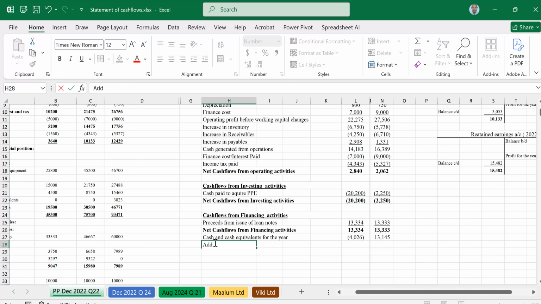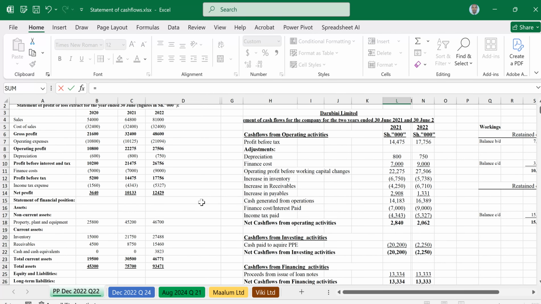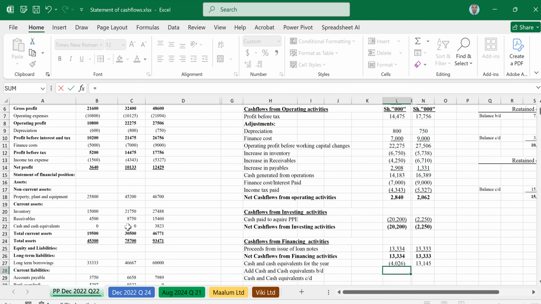Add cash and cash equivalents brought down, then you'll get cash and cash equivalents carried down. So brought down again, we need to get brought down for 2021. Cash and cash equivalents brought down for 2021.